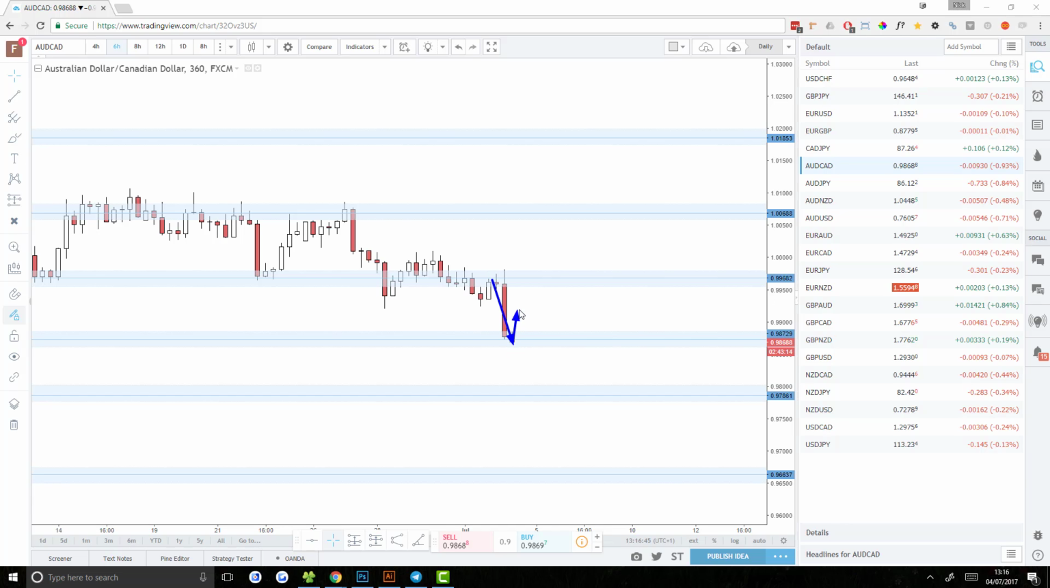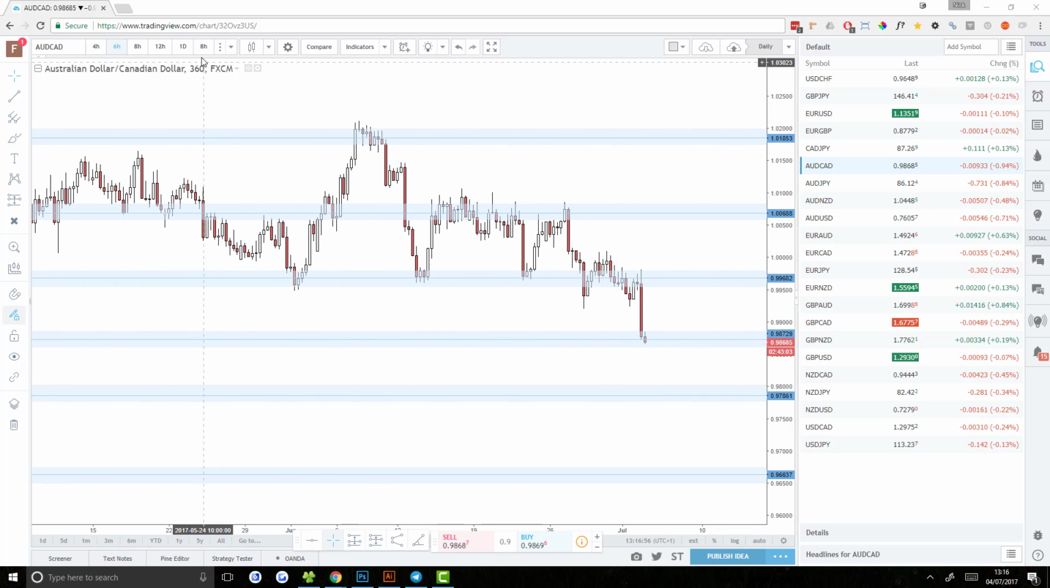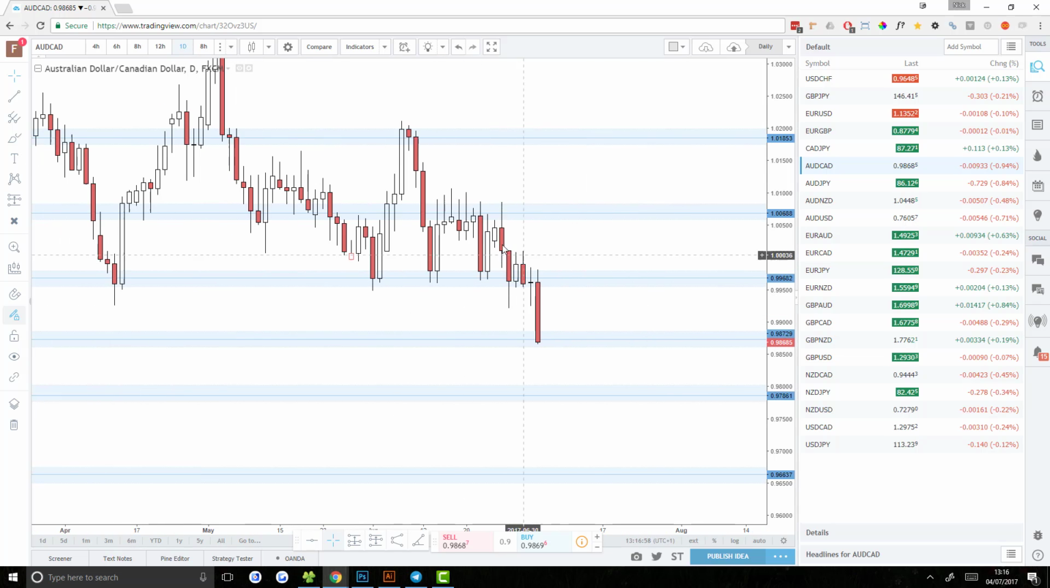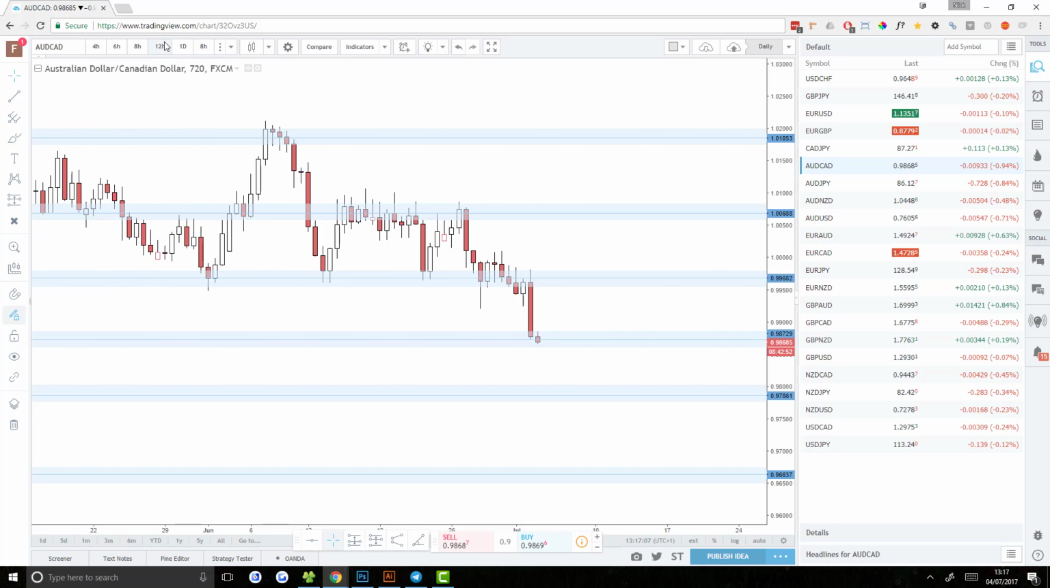So something like that, get in with a target around here. I mean, it just depends. It's something worth keeping an eye on. It's definitely worth keeping an eye on. I want to see what happens with this. So AUD CAD, potential long, right now on the lower time frames.